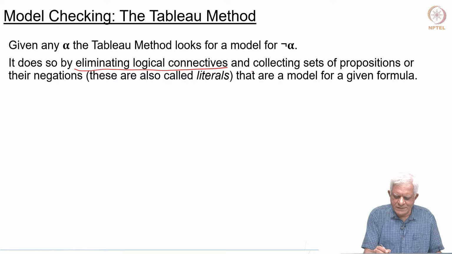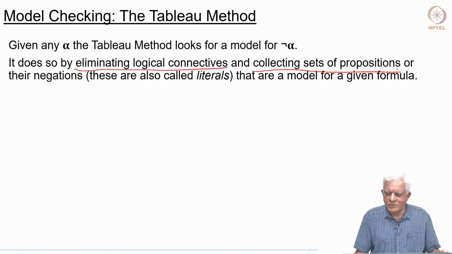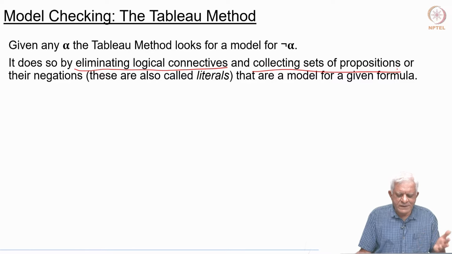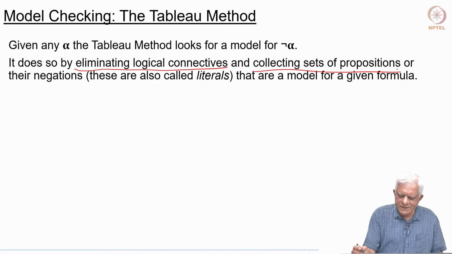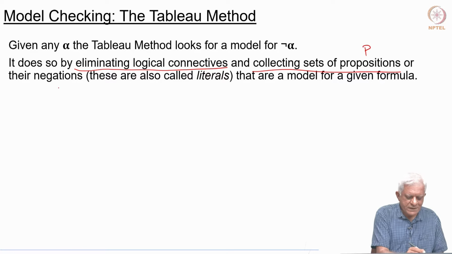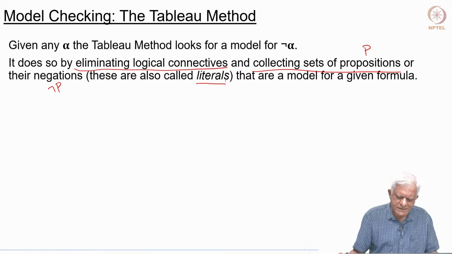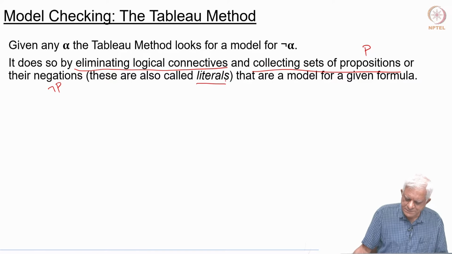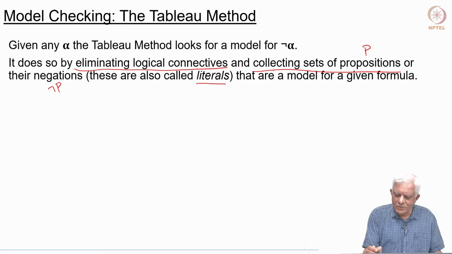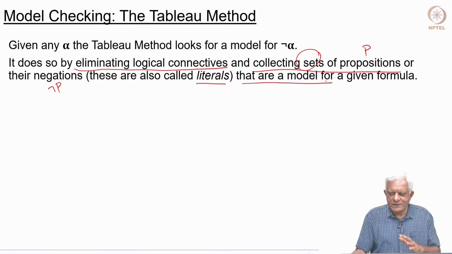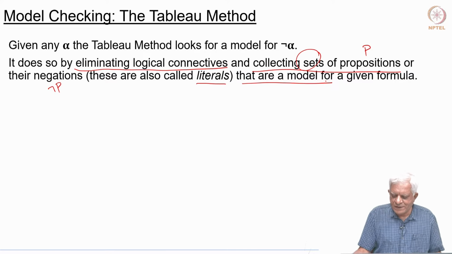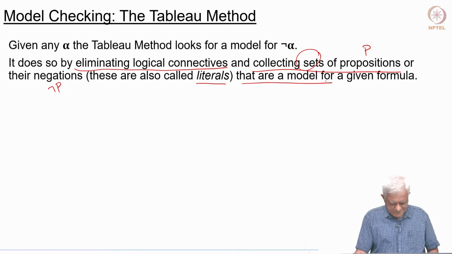So, it collects the sets of propositions that go into making that formula and their negations. Propositions are like P, their negations are like not P, and between both of them these are also called literals. That is a term that we will also use later. So, it is trying to look for a set that is a model, and if it can't find this set, then it says that I can't find a model for not alpha, and therefore, alpha must be a tautology.